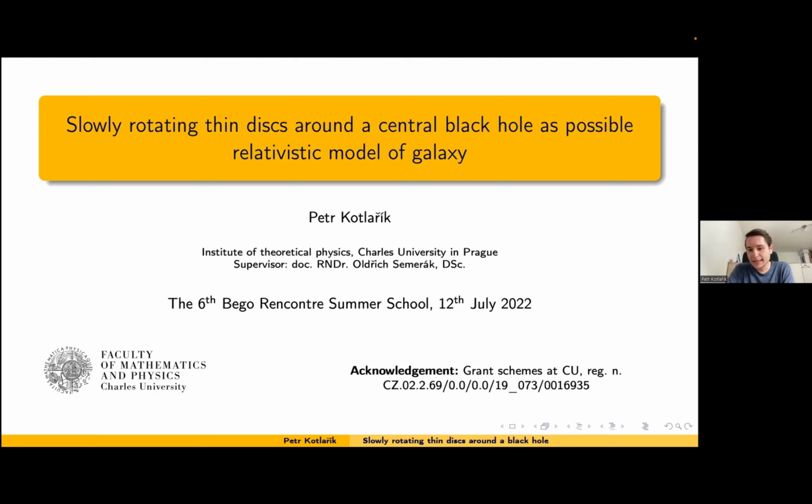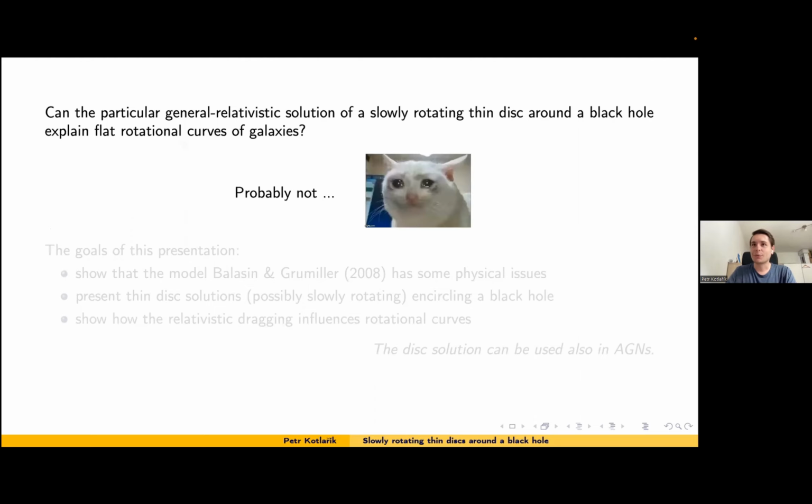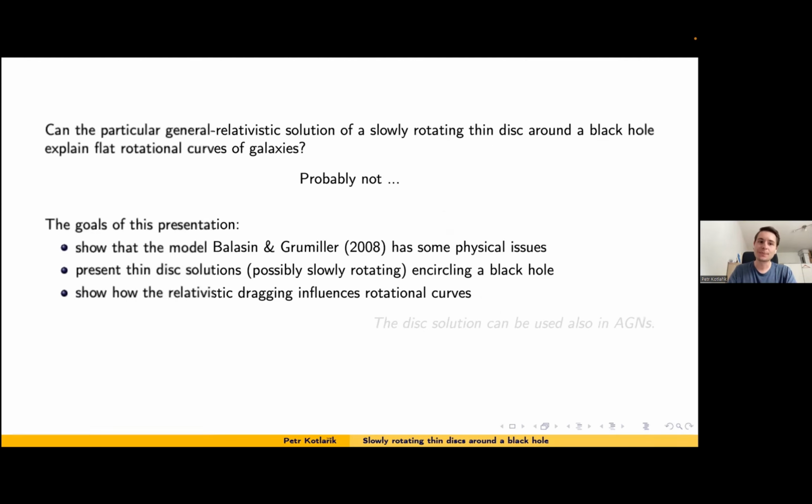And more importantly, whether the dragging effects present in the solution can somehow contribute significantly to the rotational curves without introducing dark matter. I will start directly with the latter question: can this model explain, at least partially, flat rotational curves? Unfortunately, the answer is probably not. So I could end here, but I think it will be useful to explain why I think so.